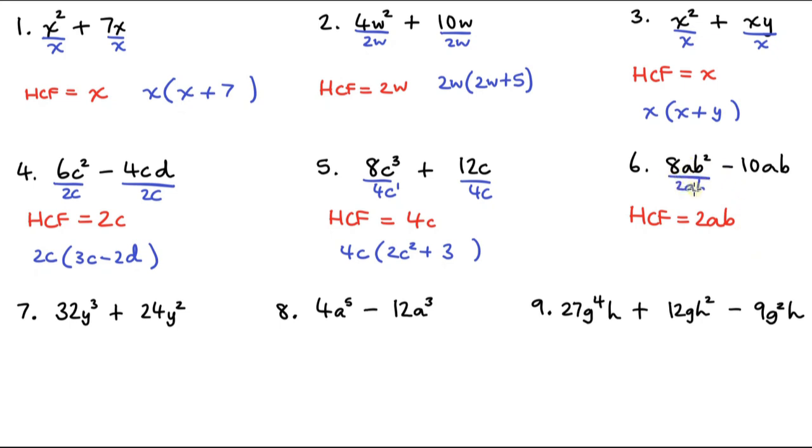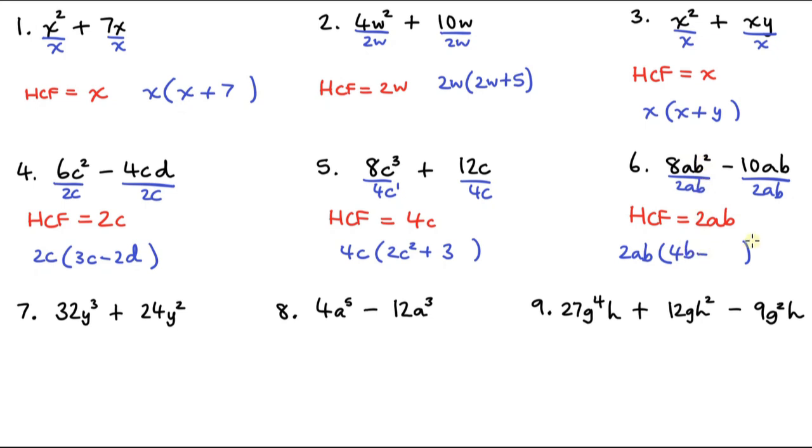So divide both terms by 2ab. So 2ab comes outside the brackets. 8 divided by 2 is 4. The a's cancel out, and b squared divided by b is just b.